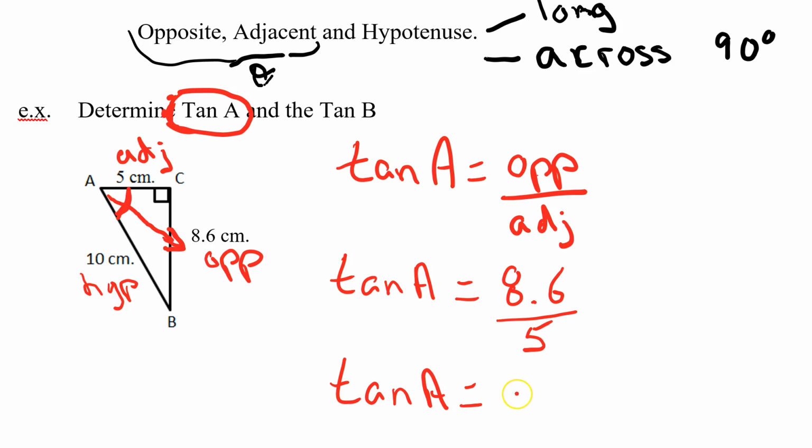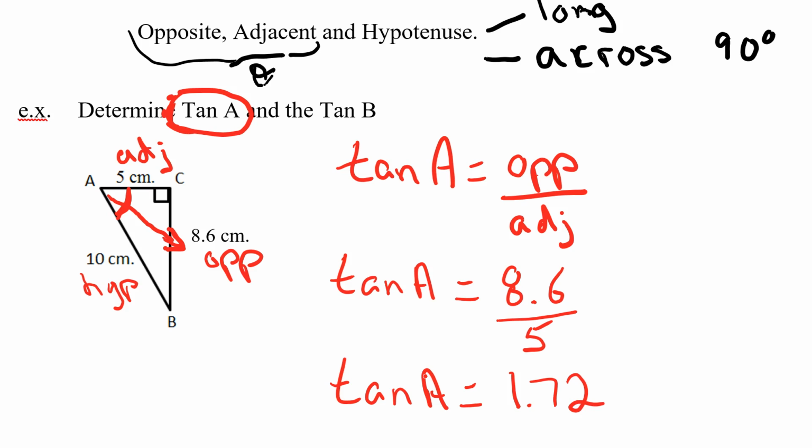So I come in here and write down 1.72. And that's as far as I need to go right now. In a second, I'll take it to the final step, but the question here is asking find tan of A. Tan of A is 1.72.